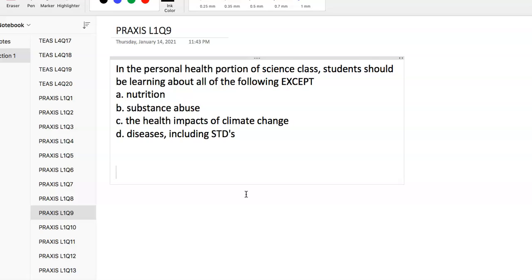In the personal health portion of science class, we should be learning about all the following, except for which of these? And so that would be the climate change question. Students should be learning about the importance of nutrition, types of food to eat, as well as the hazards of substance abuse. Diseases should also be briefly studied. The importance of regular exercise might also be fit in here as a possible answer choice, and that would also be correct. But the health impacts of climate change would be beyond the personal health portion of science class.